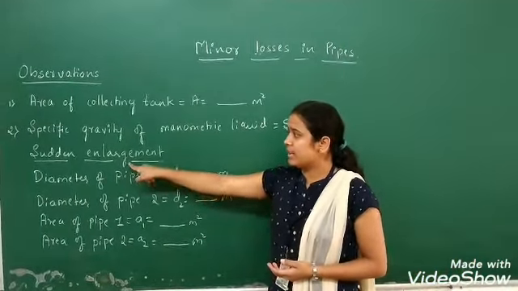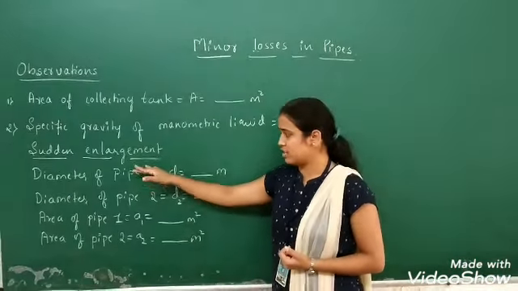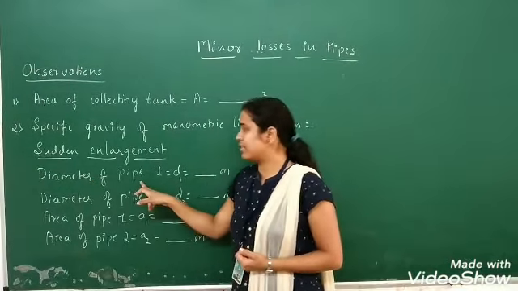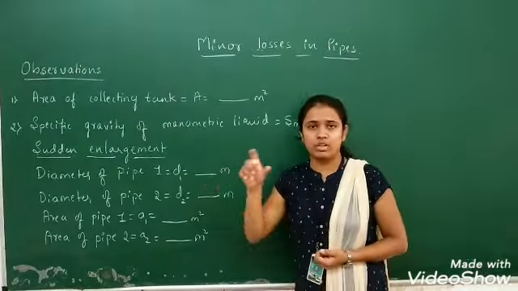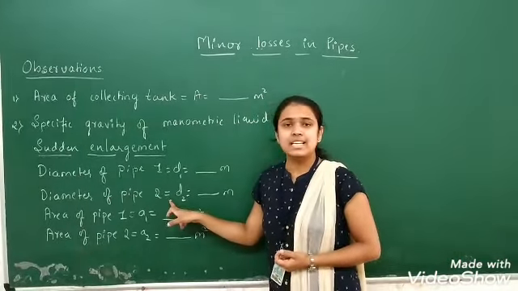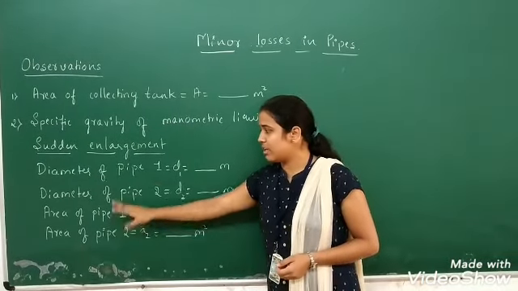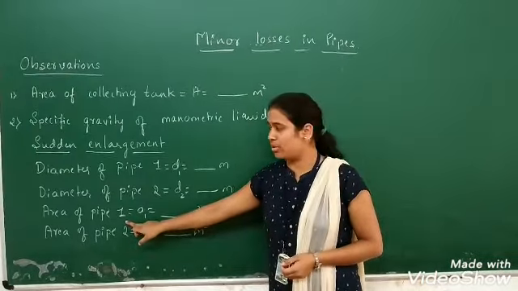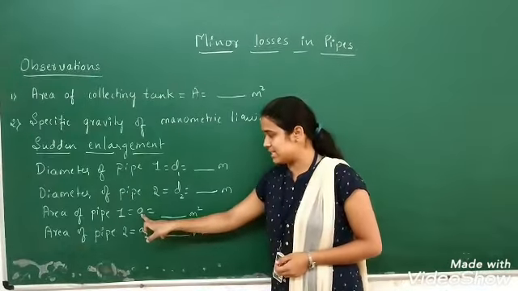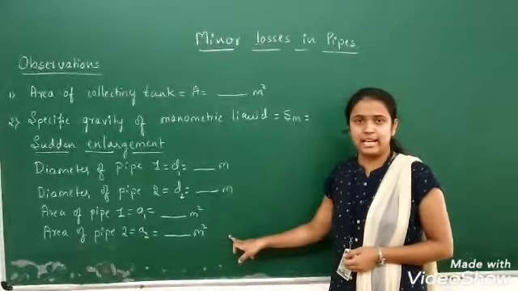Because of sudden enlargement, whatever loss occurs, we are going to take some observations. That is the diameter of pipe 1, which you should measure where the water is flowing, and the diameter of the second pipe that is connected. Then you have to calculate the areas of the corresponding diameters, that is the area of pipe 1 and area of pipe 2, represented by small letter A1 and small letter A2.